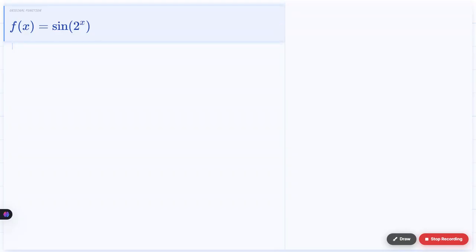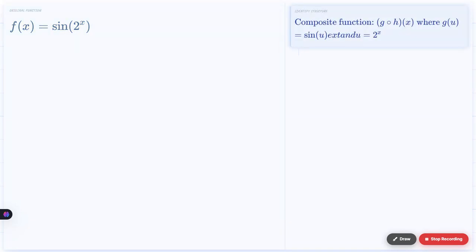We look at the function f(x) equals sin of 2 to the power of x. We do this to see our starting math problem. This is our original equation. We find that this is a composite function where f(x) equals sin of u and u equals 2 to the power of x. We do this to see how one part fits inside another part. A composite function has an inner part and an outer part.